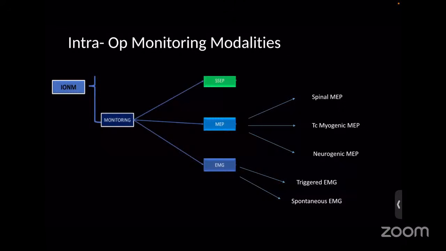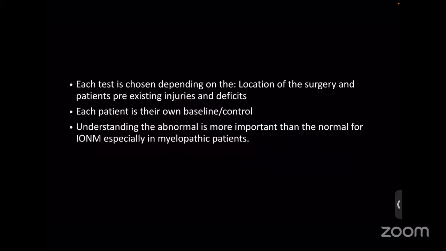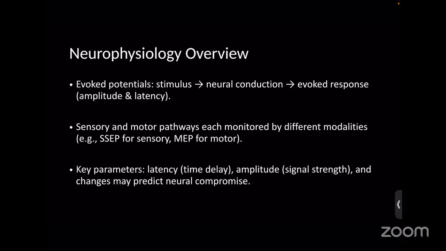So coming to modalities, in monitoring, we have the SSEP, MEP, and the EMGs. Each test is chosen depending on the location of the surgery and a patient's pre-existing injury and deficits. And each patient is their own baseline or control. Now, understanding abnormal is more important than normal for IONM, especially in myelopathic patients.